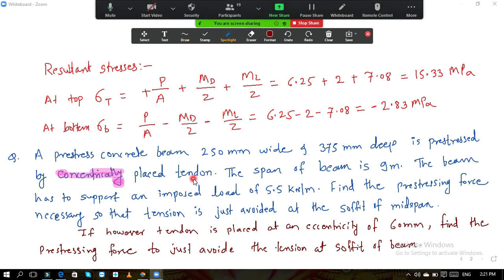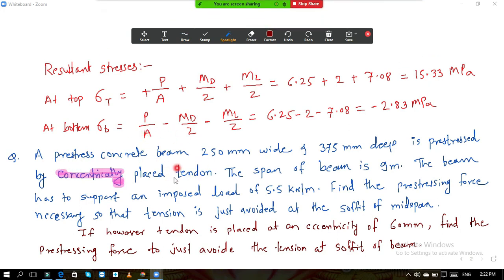Read the problem carefully now. So this problem is divided into two parts. I have written it with different color codes. Now both the parts we will solve one by one. A prestressed concrete beam 250 mm wide, 375 mm deep. So the cross-sectional dimensions are given to you. Is prestressed by concentrically placed tendons. So here the point to be noted is eccentricity is 0 when the tendon is concentrically placed.